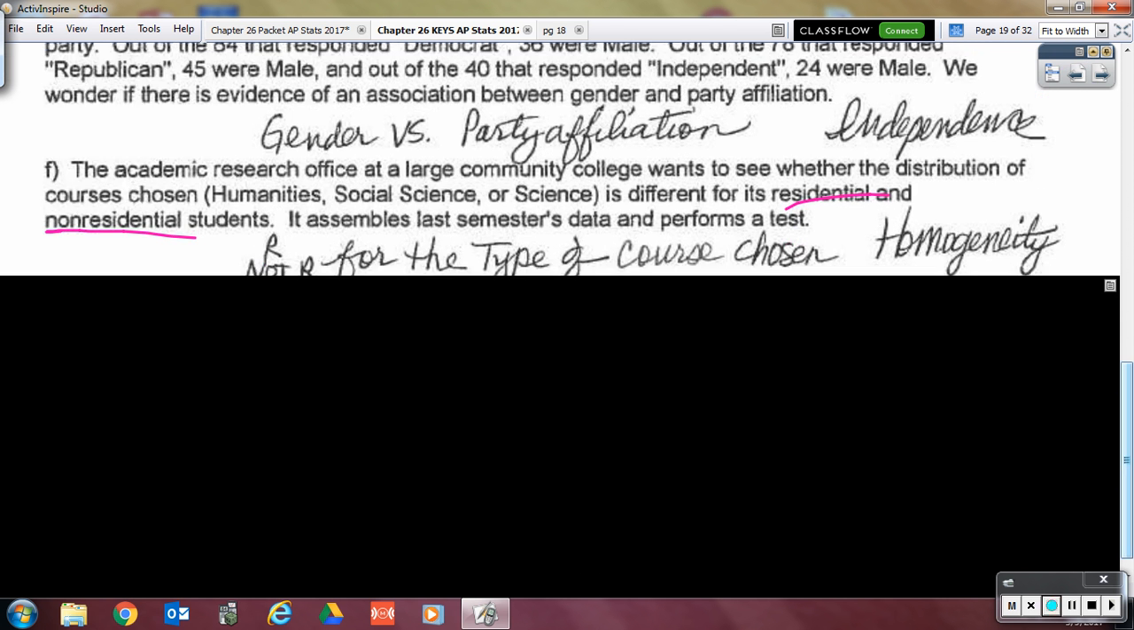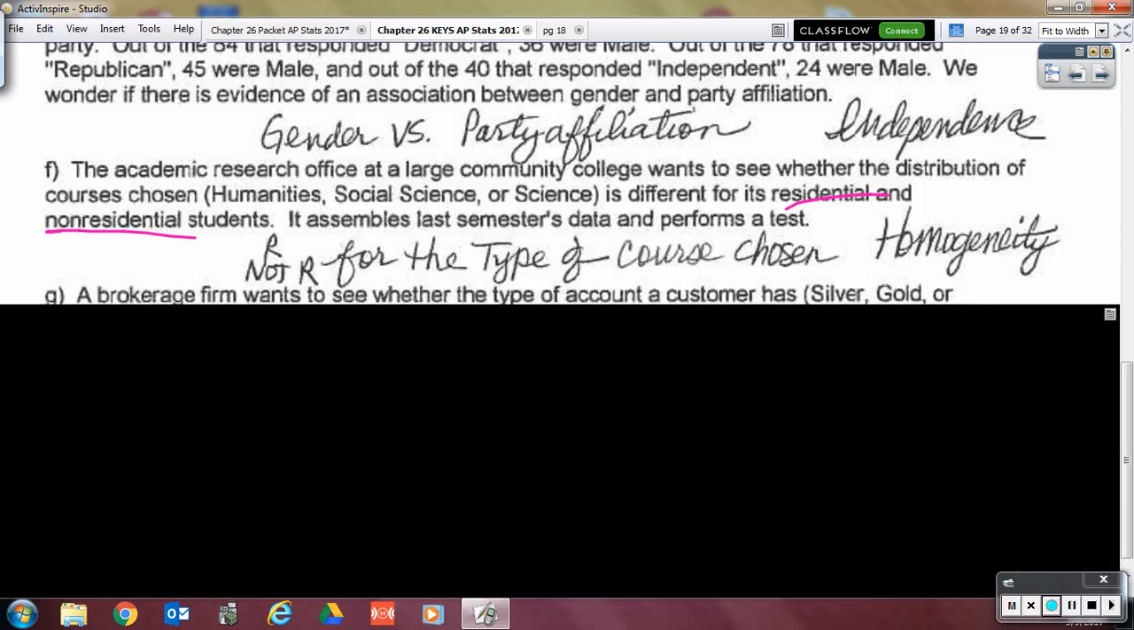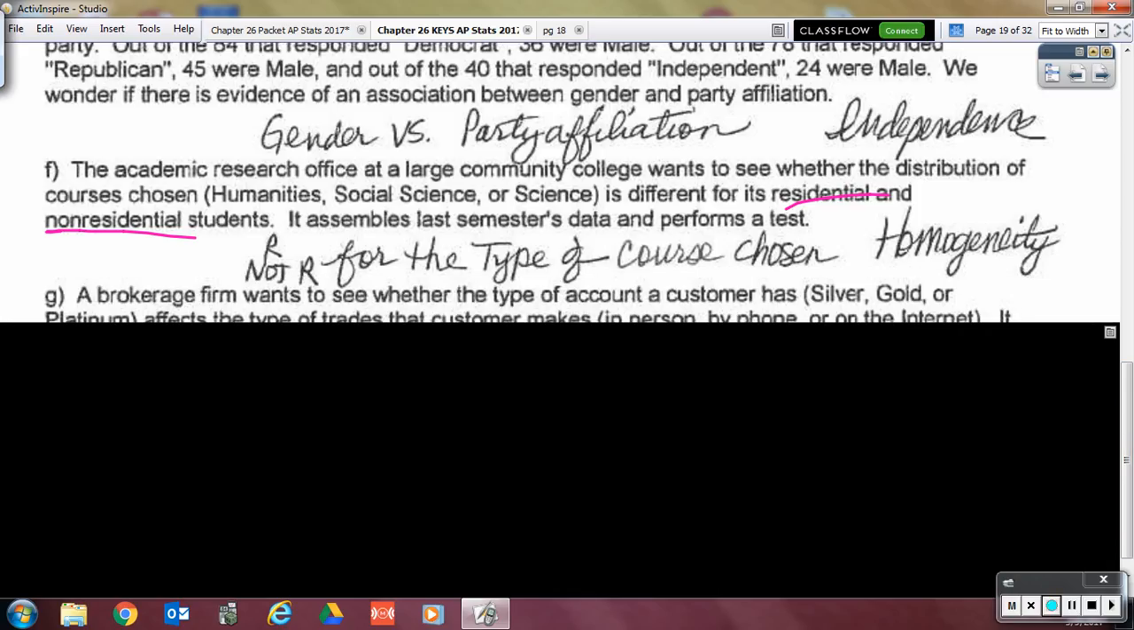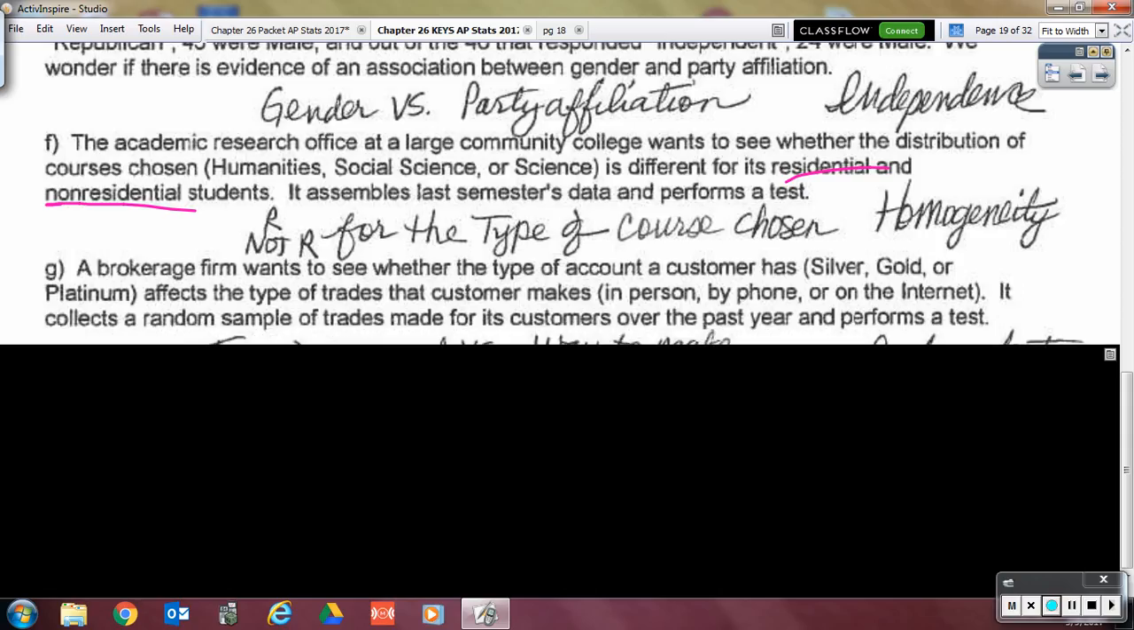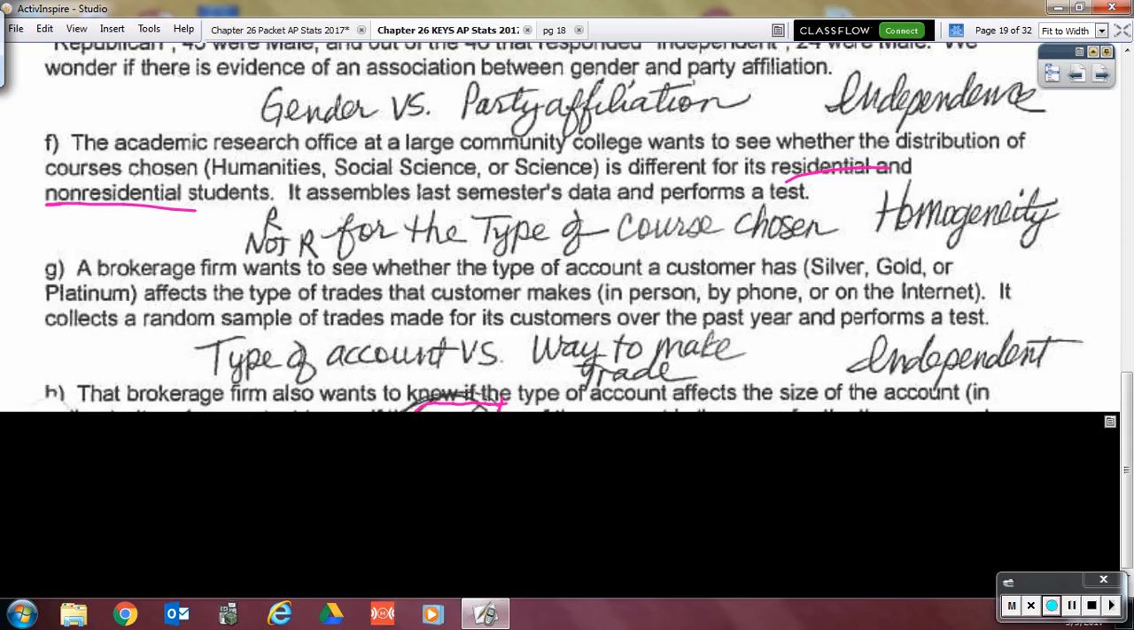Let's move on down here. I did consider this one homogeneity because it asked for residential versus non-residential students, and then the humanities, social science, or science. But I like this very last one. So let's skip G and look at H. It's an addition to G, but we'll just pretend like we did G.